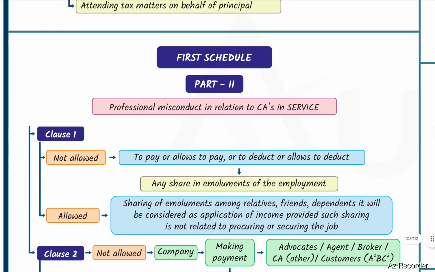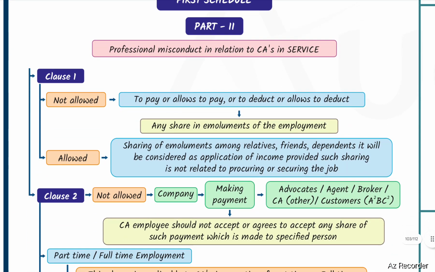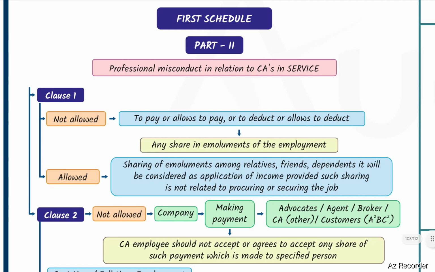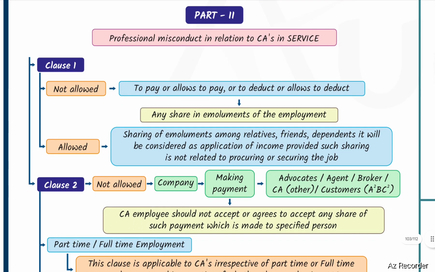Next, First Schedule, Part 2, professional misconduct in relation to CAs in service. Clause number 1, what is not allowed? A CA in service is not allowed to pay, or allow to be paid, or to deduct, or allow to be deducted, any share in the emoluments of the employment. What is allowed? Sharing of emoluments among relatives, friends, and dependents. It will be considered as application of income, provided such sharing is not related to procuring or securing the job.